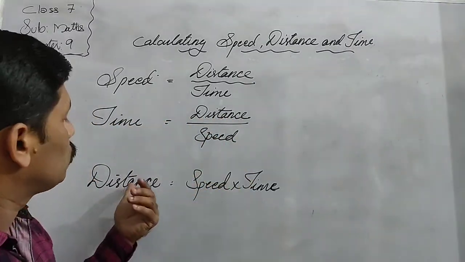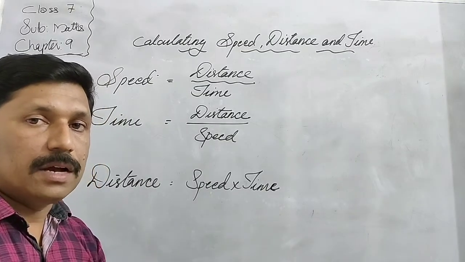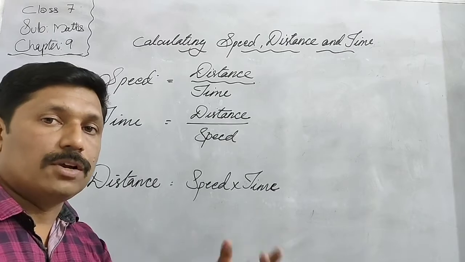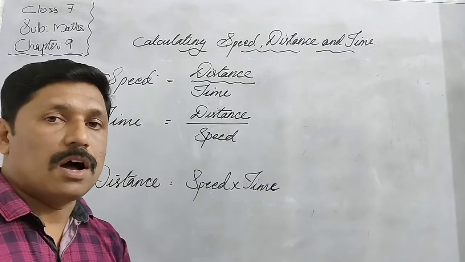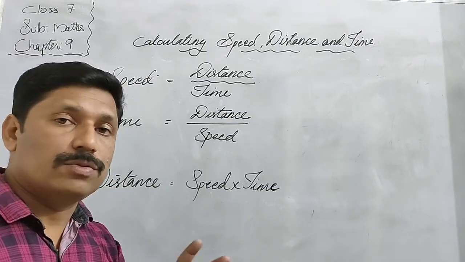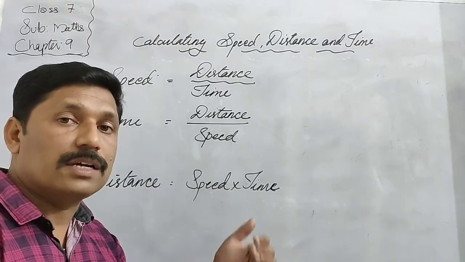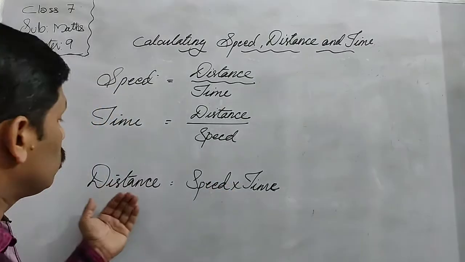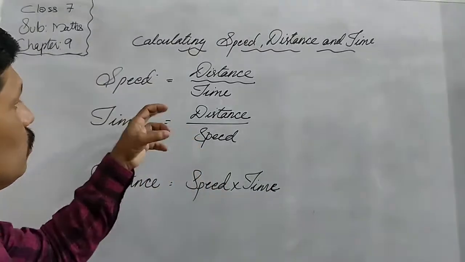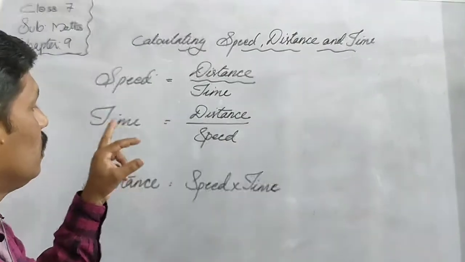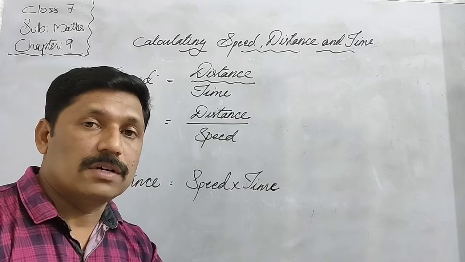Next, the distance, how to calculate the distance. If we know the speed and time, for example, if the body travels at 60 kilometer per hour for 4 hours, how much distance does it travel? In order to find that out, we multiply the speed of that object by the time taken to finish that journey. That is, distance is equal to speed into time. So these are the 3 formulas by which we can find out speed, time and distance. These formulas are very important. Every student must learn them.